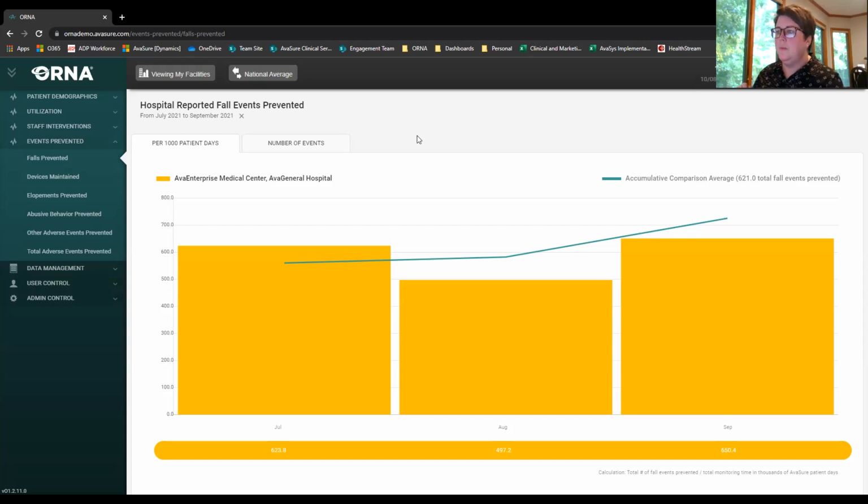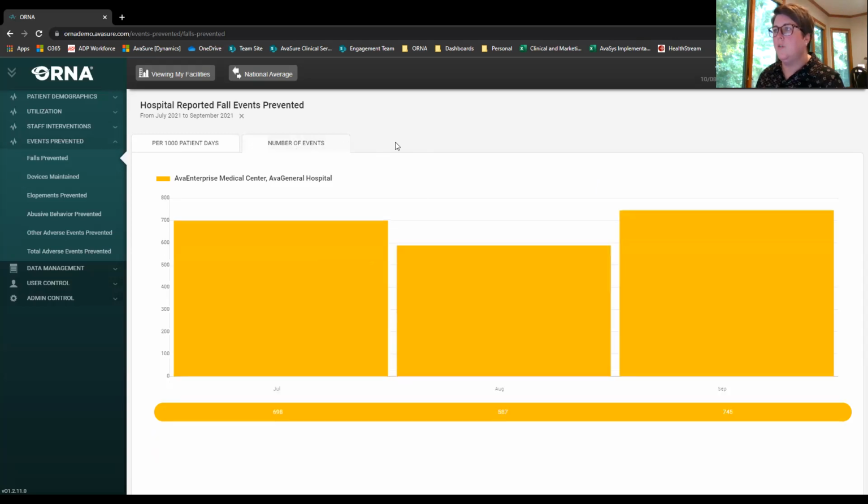We document them as a rate on this first graph so that we can get comparable data across the other ORNA participating hospitals. We also have a graph that's just strictly the raw number of events at your site.